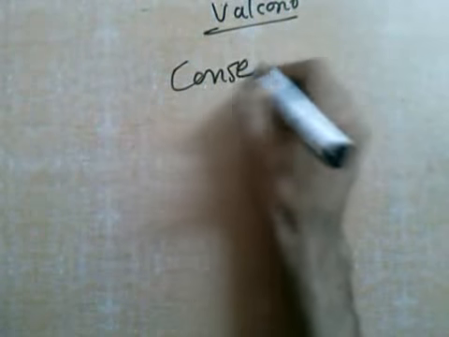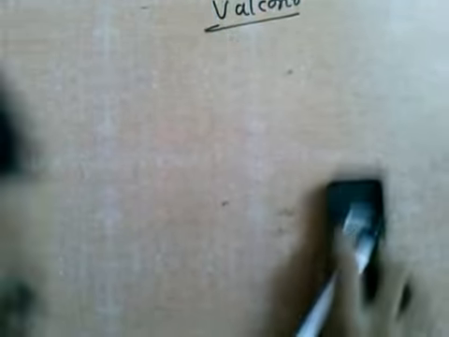And we have a third type called conservative. Conservative is nothing but the two plates slide past each other. There's nothing important. That's all about volcano. So the next topic we are going to see is earthquake.